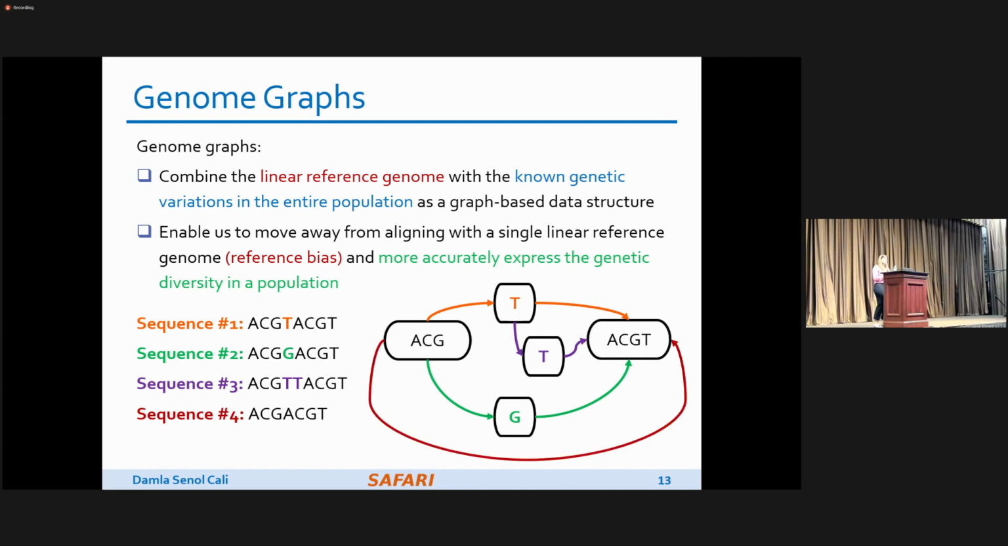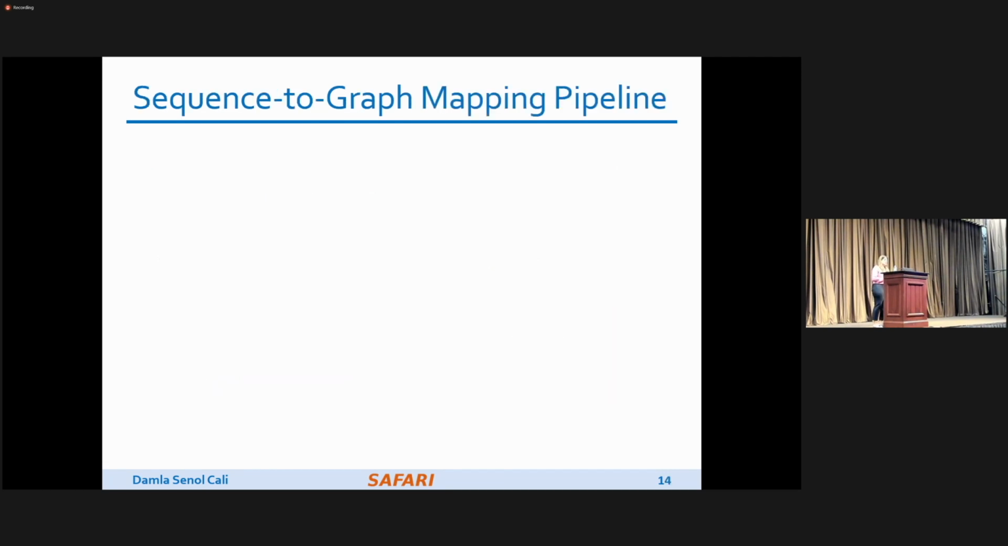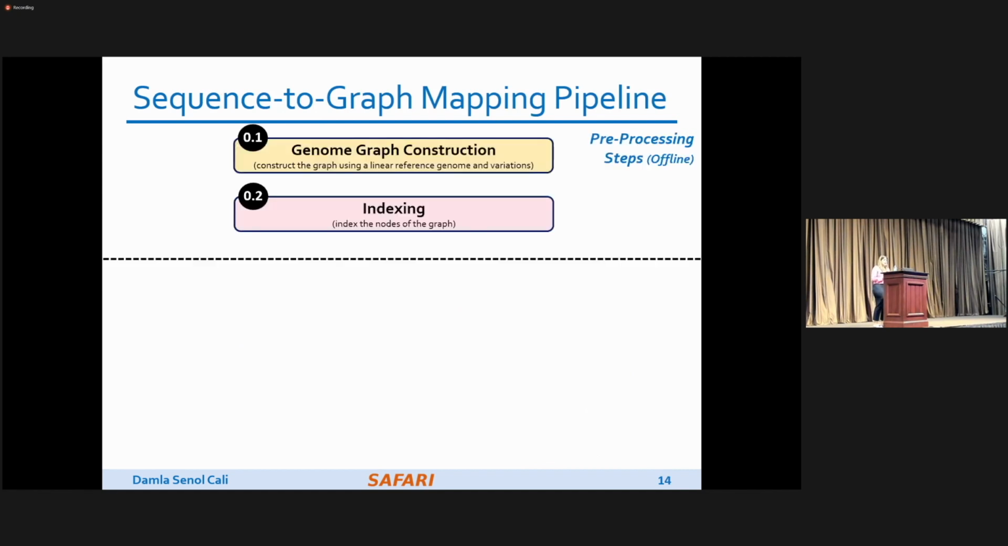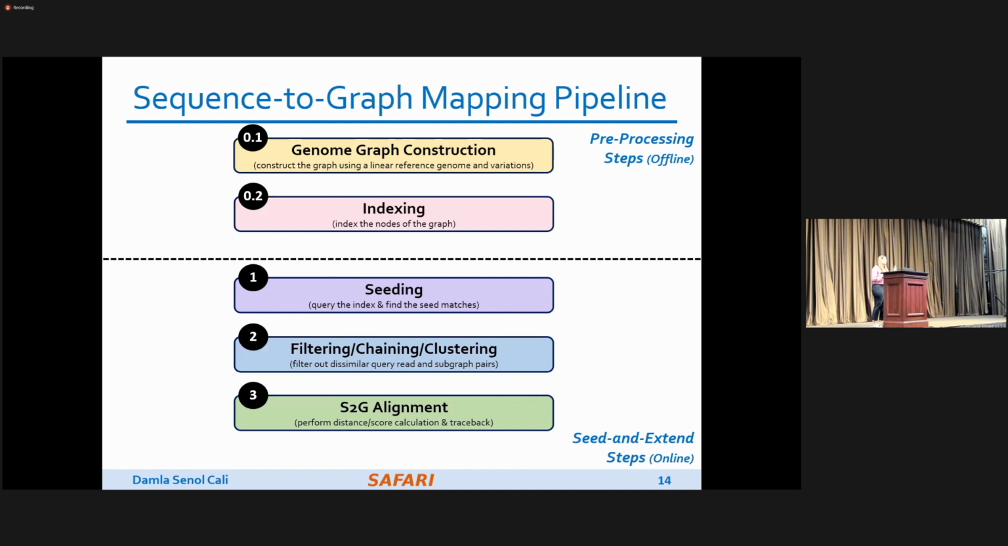With the increasing importance and usage of genome graphs, having accurate and efficient tools for mapping genomic sequences, the reads, to these genome graphs has become crucial. Which brings us to the sequence-to-graph mapping pipeline. This pipeline has 2 pre-processing and 3 main steps. The first pre-processing step constructs a genome graph using a linear reference genome and the associated variations for that genome.